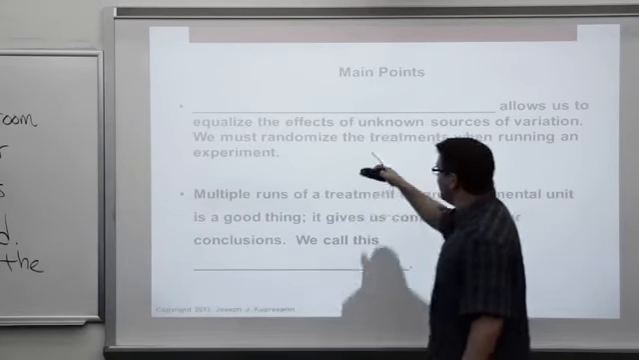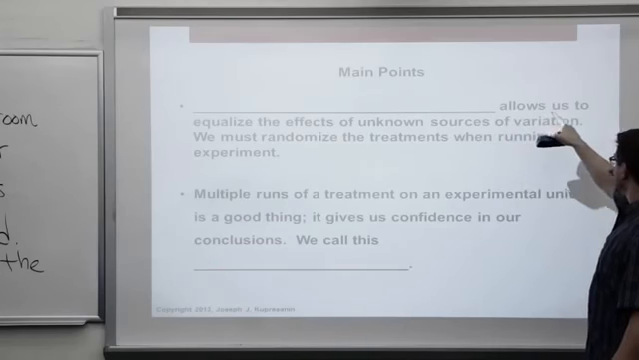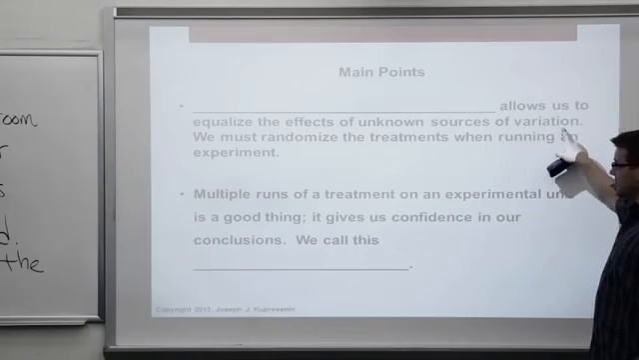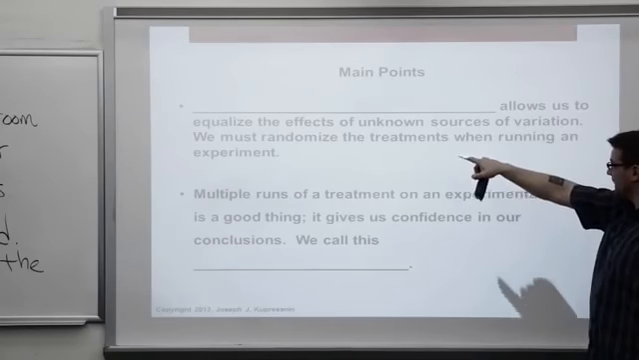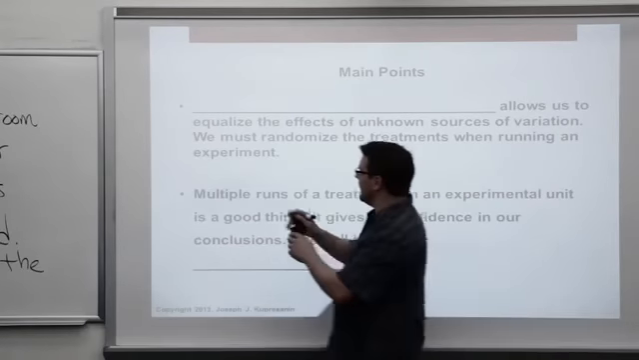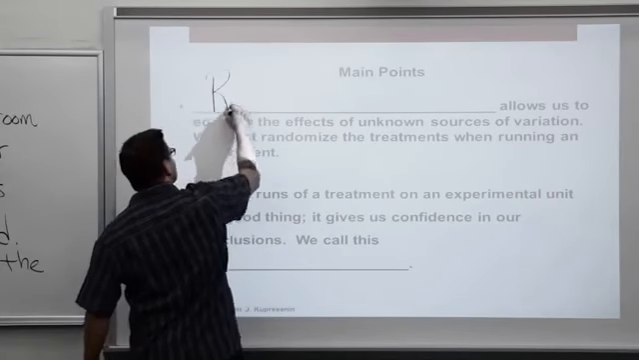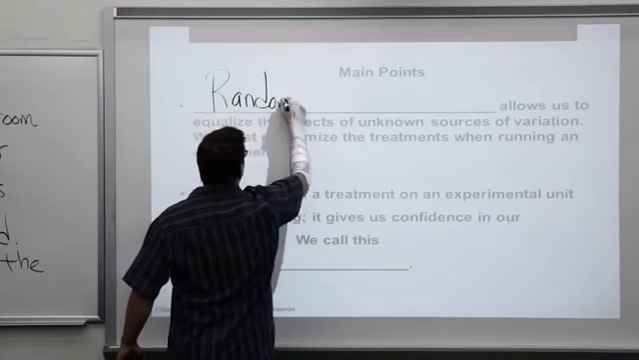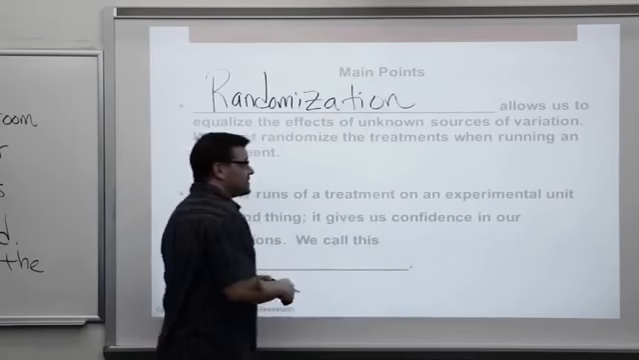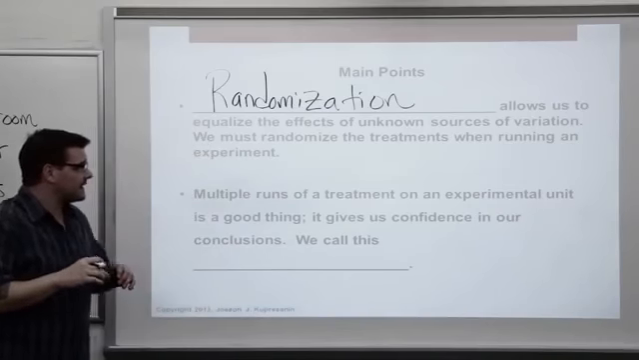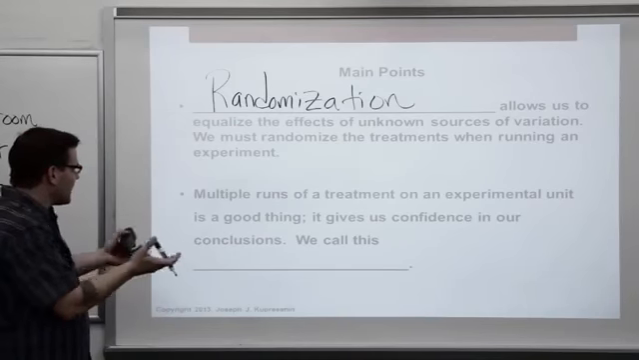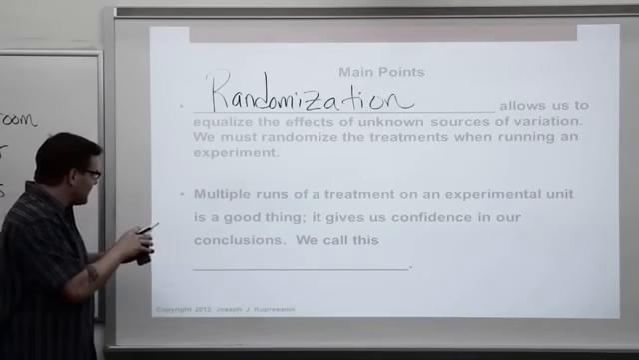Next main point. Something allows us to equalize the effects of unknown sources of variation. We must randomize the treatments when running an experiment. Well, sort of gave that one away. Randomization. Randomization is the key to running a designed experiment. You have to randomize your treatments, okay? And we'll talk about that when we wrap up this video.